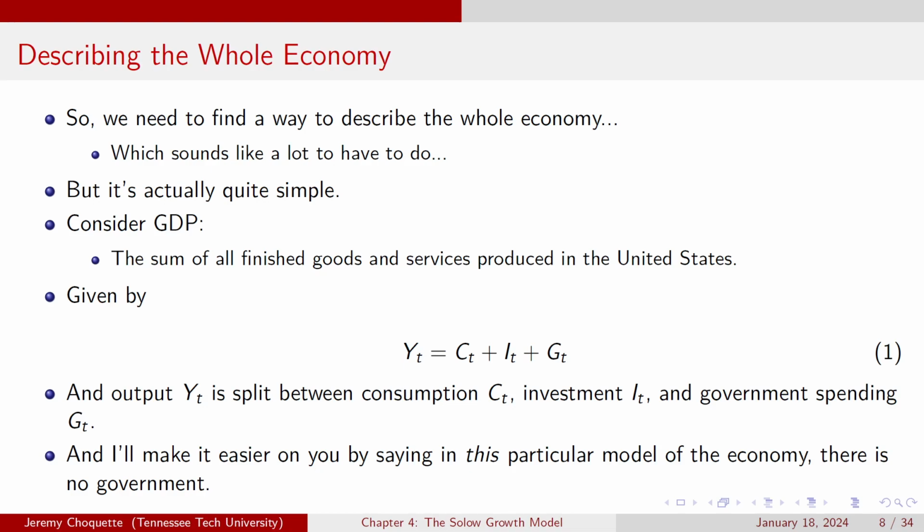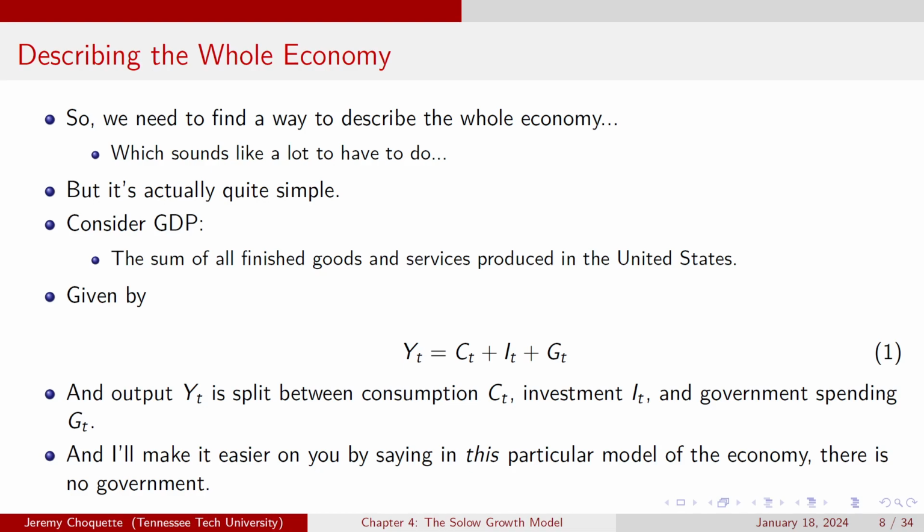So first, when we're going to learn about this model, we really need to find a way to describe the whole economy. And maybe that sounds like a lot at first, but it's actually pretty simple. Maybe you're thinking, we need to look at all the different types of consumer goods, and within these different industries there are little sub-industries underneath, and we've got to look at every company and how much each company's making. Scratch that. You don't need to do any of that. Because all you need to do is just look at the sum of all finished goods and services produced in the U.S., which is GDP, gross domestic product.